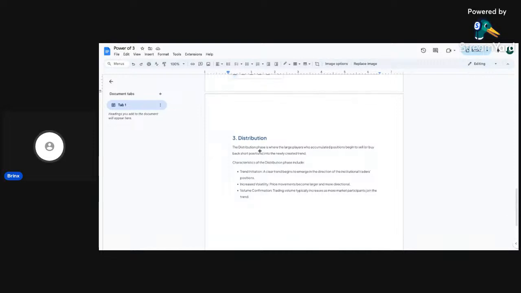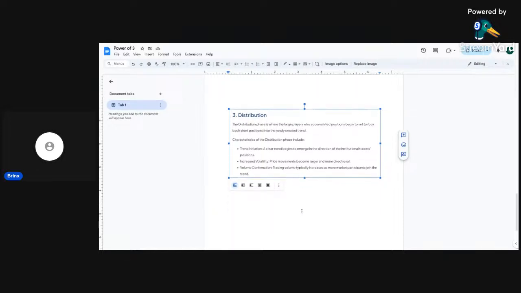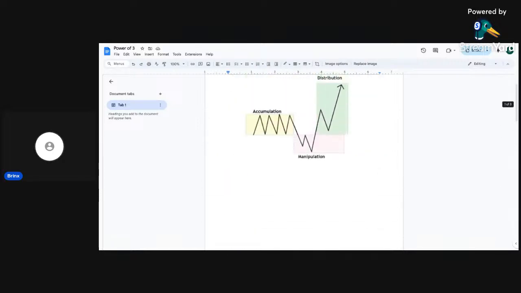The last phase is distribution, and this is again where the large players who have accumulated positions begin to sell or buy back stops in the newly created trend. Some quick characteristics: this is going to be the trend. When you talk about distribution, it's the actual trend that you see that plays out for hours and hours. You're going to see increased volatility and then volume confirmation. If you're using indicators that have volume, I don't personally trade with any indicators, but a lot of the indicators that measure volume will typically be very active during that run.